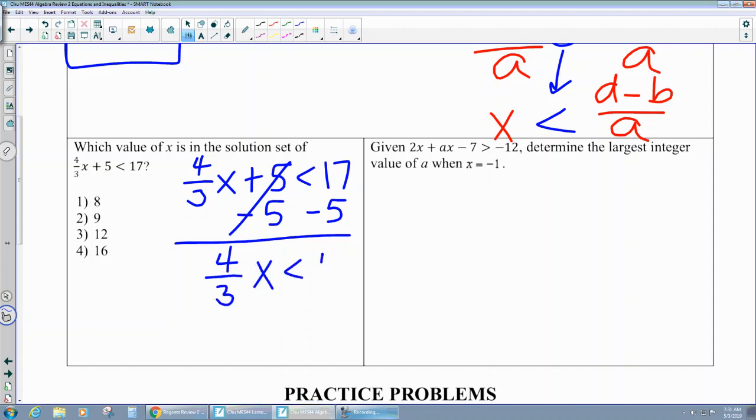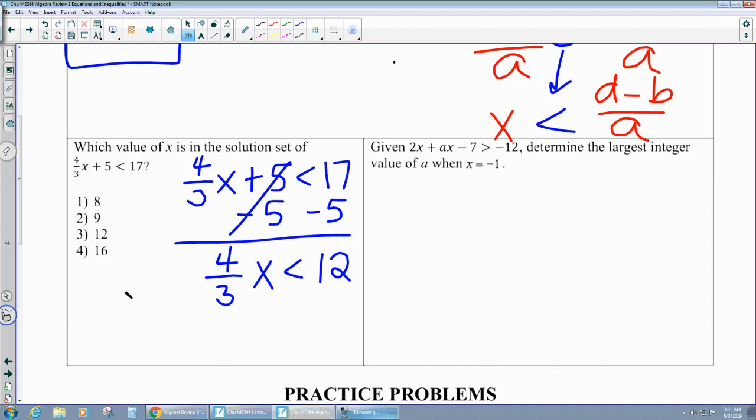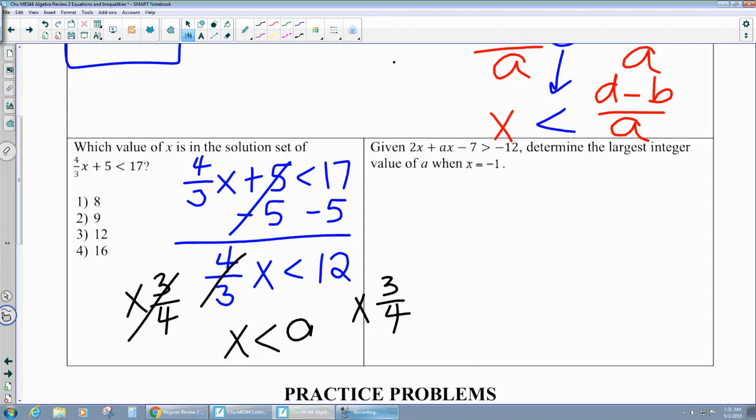is less than 12. And if you remember, the way we get rid of a fraction is by multiplying by its reciprocal. Okay, so multiply by its reciprocal just basically means flip the fraction. So I'm going to multiply by 3 over 4 on both sides. So this will cancel out, and I didn't divide or multiply by a negative number. I did by a fraction. That's okay. 12 times 3/4. If you plug that into your calculator, I get x is less than 9.